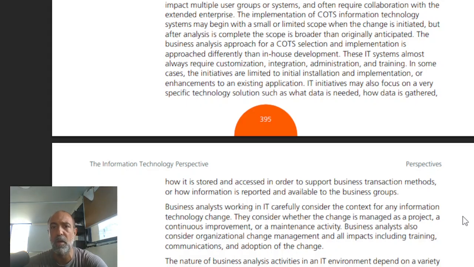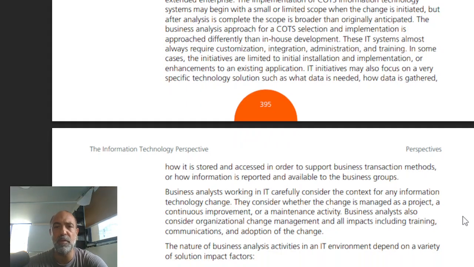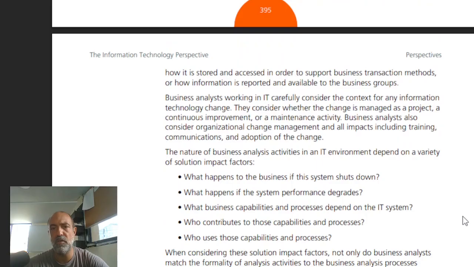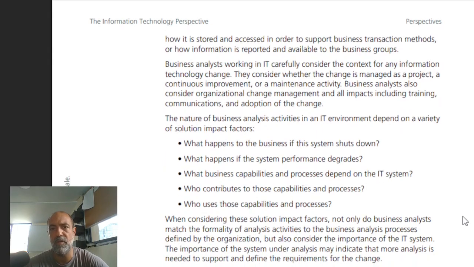The business analyst approach for COTS selection and implementation is different than in-house development. These IT systems almost always require customization, integration, administration, and training. Like, any new system requires people to understand how to work on it, right? Like, I don't know, you can figure it out, but most of the time what we do is we kind of like understand it, we learn it, we read the documentation, we get somebody to train us. IT initiatives may also focus on a very specific technology solution, such as what data is needed, how data is gathered, how it is stored and accessed in order to support business transaction methods, or how information is reported and available to the business groups.